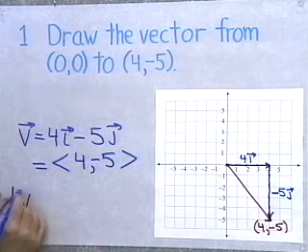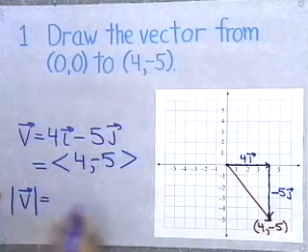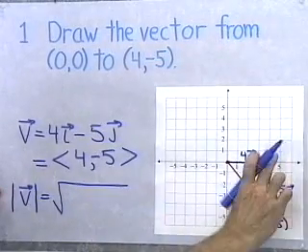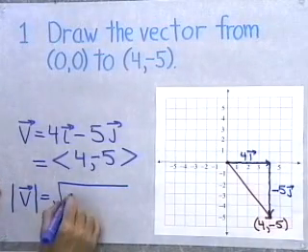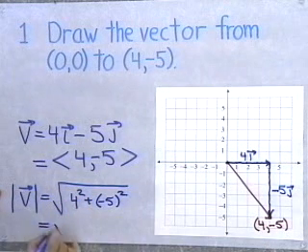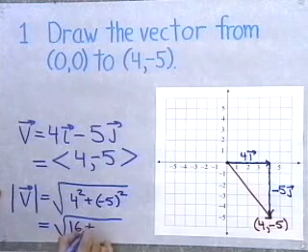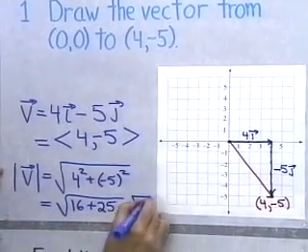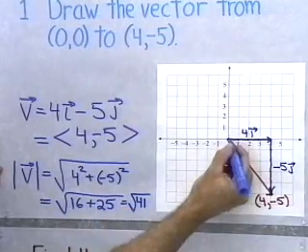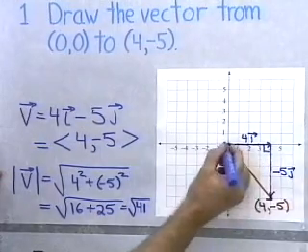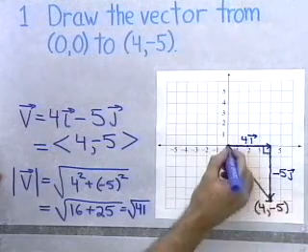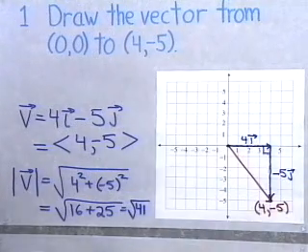Now let's look at the magnitude of this vector for a second. The magnitude of v is going to be its length, which is the square root of this distance squared plus this distance squared by the Pythagorean theorem. So it's 4 squared plus negative 5 squared. That's going to be the square root of 16 plus 25, which is the square root of, let's see, 41. But I think you can see that by the Pythagorean theorem, this is a right angle right here, so the length of this hypotenuse right here is the sum of the squares of these two sides, and this side has a length of 4 and this side has a length of 5.